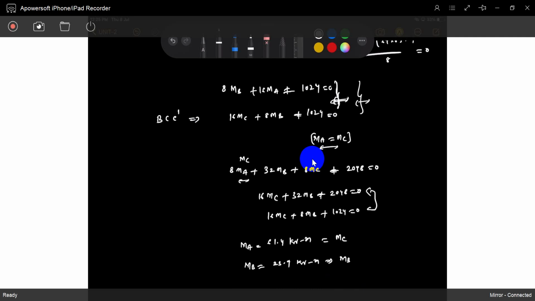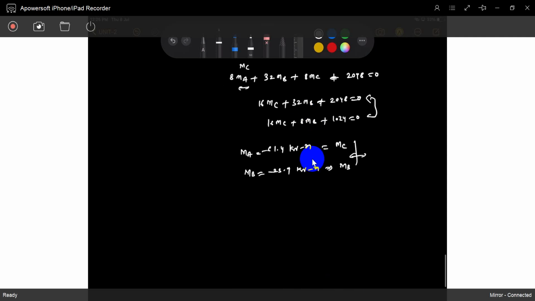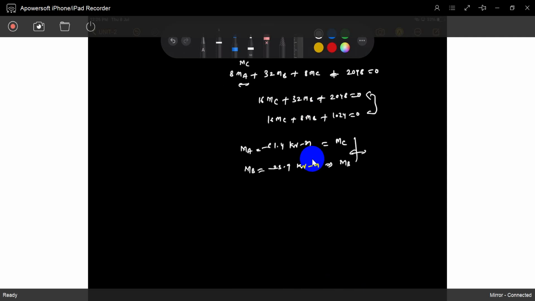Maybe the values are right or wrong, I don't know. Negative you will get, that means hogging moment. So check it once. If you try to write down the bending moment diagram, write down the bending moment diagram.